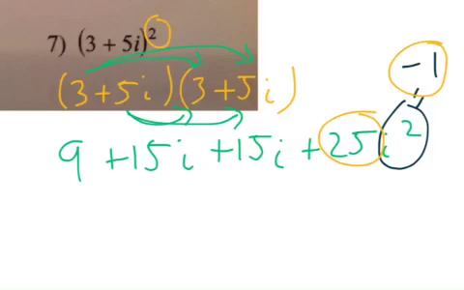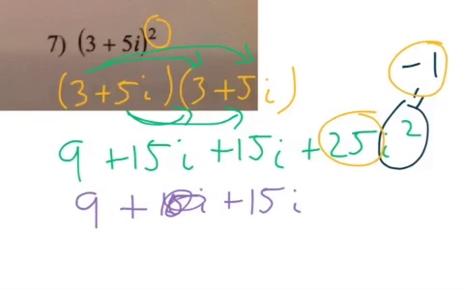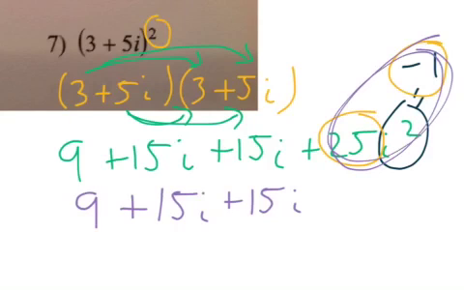Okay? So just rewriting it one more step, I have 9 plus 15i plus 15i, maybe a little bit neater there. And the key thing right in here, guys, is that minus 25. 25 times negative 1, since i squared is negative 1, is negative 25.